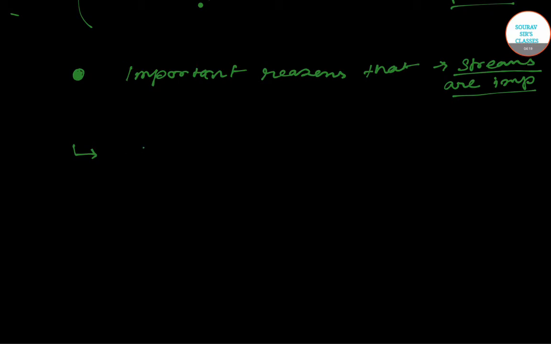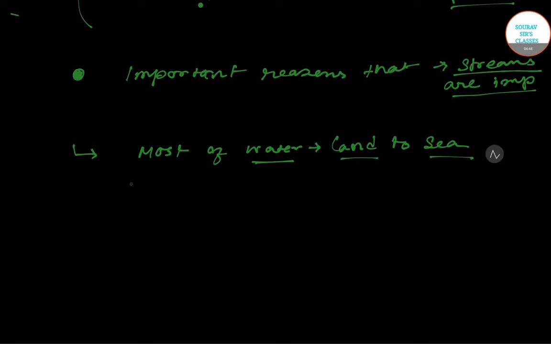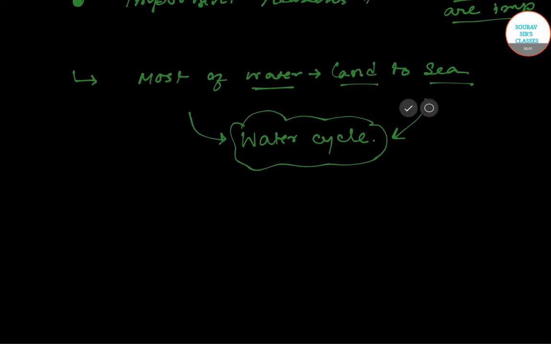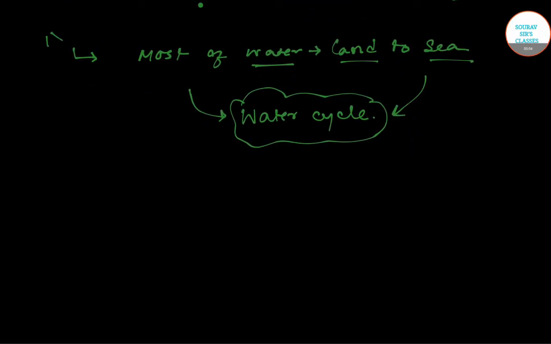A stream carries most of the water that goes from land, I'm giving it an arrow, from land to the sea. Most of the water that goes from land to the sea, and thus streams are an important part of the water cycle. This is why streams are important. Okay, this was the first point.